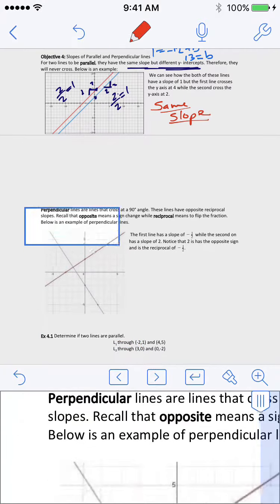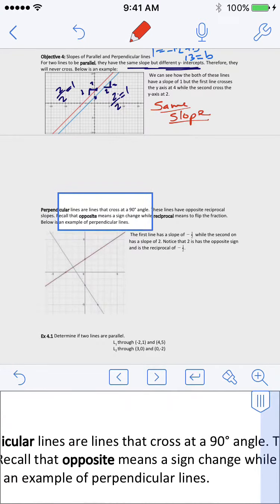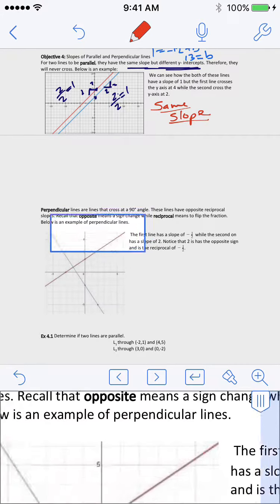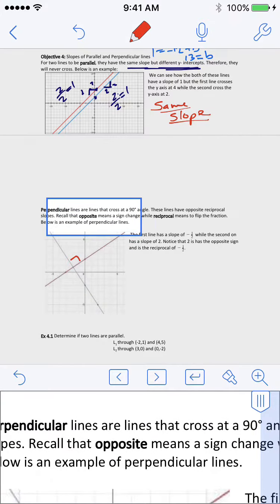Perpendicular lines, probably a lot of you remember, if I were to ask, you would tell me they are lines that cross, which you're absolutely right. But not only that, they cross at a 90-degree angle. We can see here on these ones, that is definitely 90 degrees, right? 90 degrees, so a very special angle that they cross at.